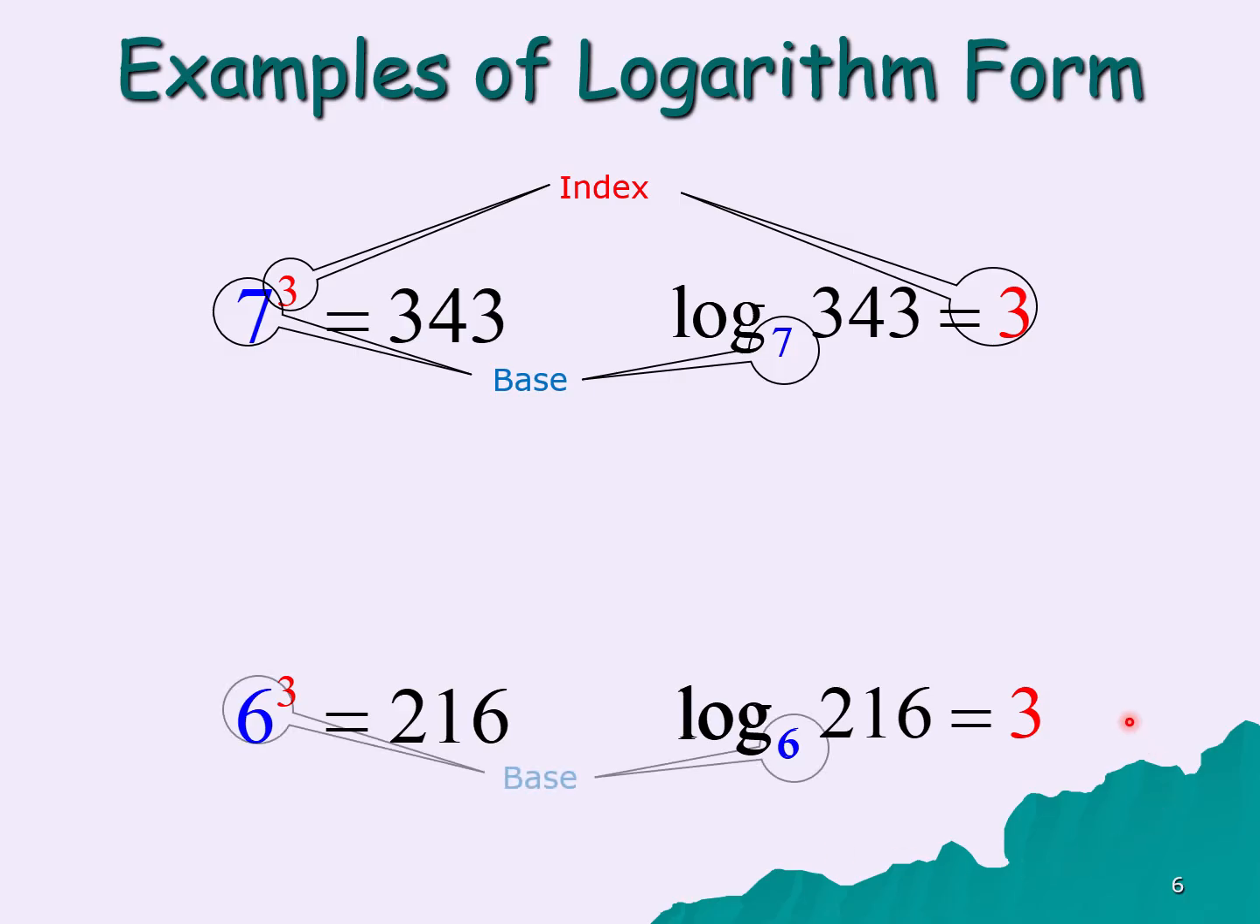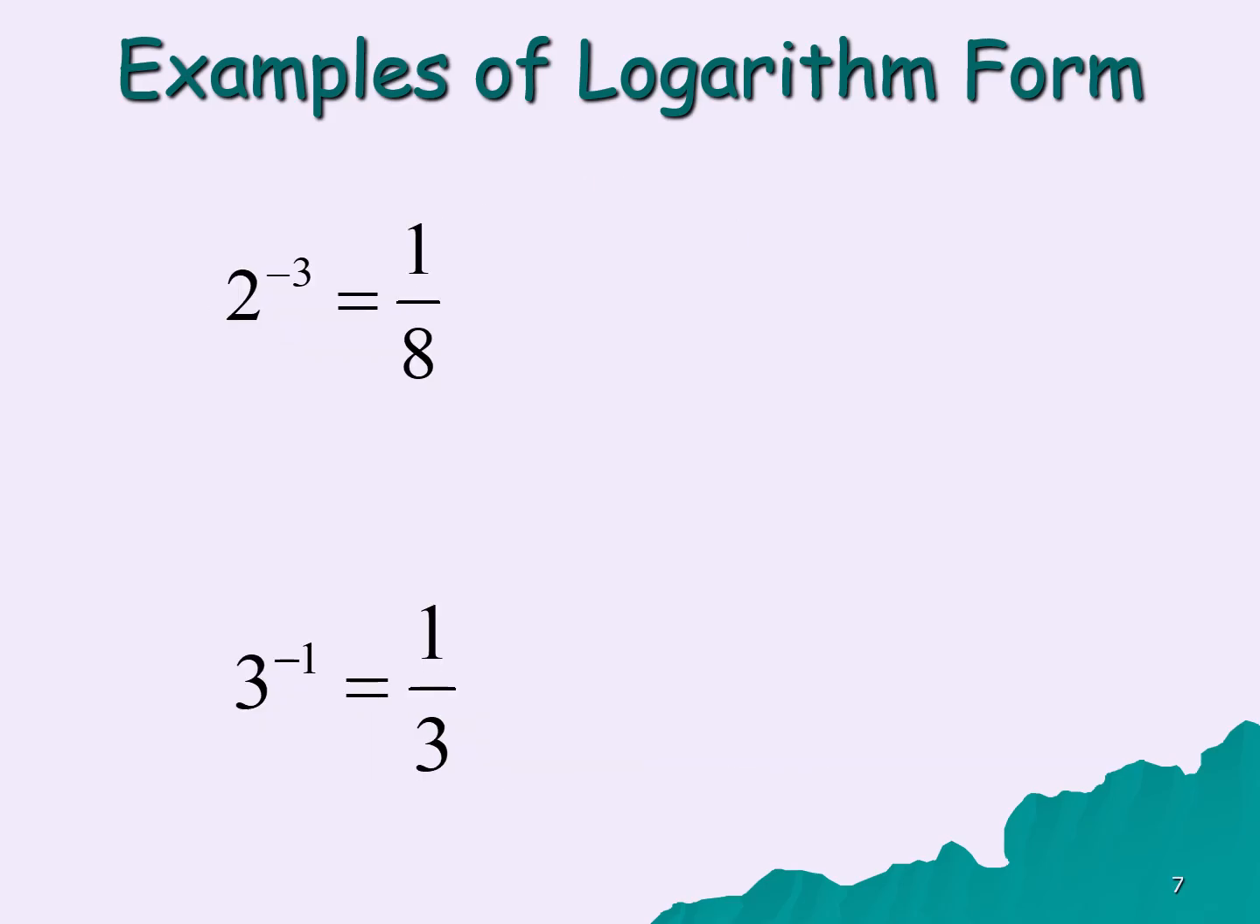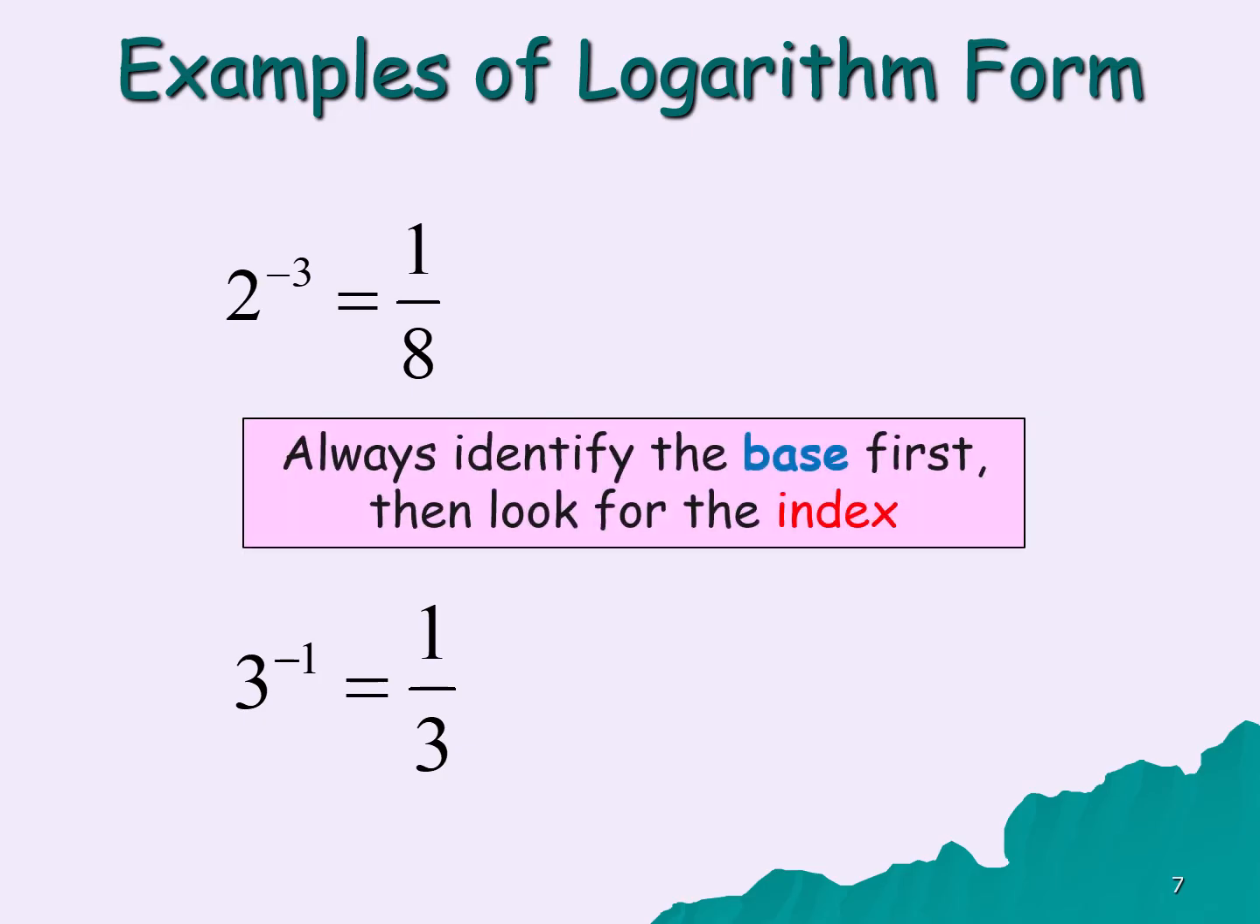Again, take a look at what is the base and then what is the index. So the trick here is that we must always identify the base, then we look for the index, in the process when we want to convert index form to log form. Let's take a look at these two examples. Are you able to convert these two index forms into log form? Give it a try.